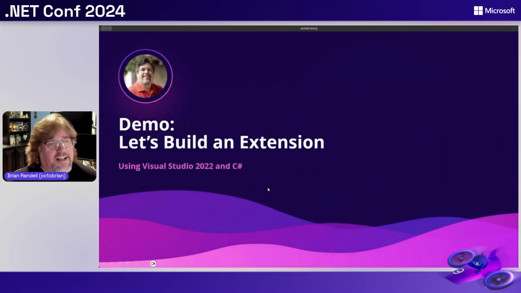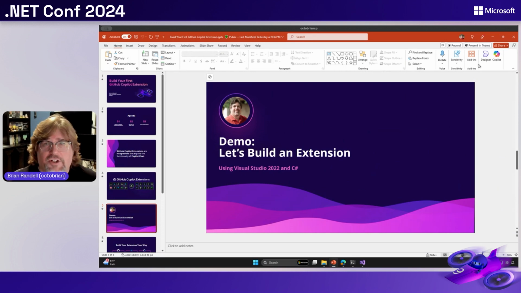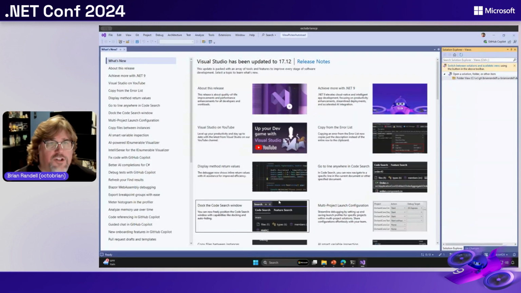And that is the slides. Let's get right into building an extension. So we're going to jump over here to Visual Studio 2022. Notice I'm running the latest and greatest 17.12. And I've already created a repo, got a branch going, and I'm going to say File, New, Project.